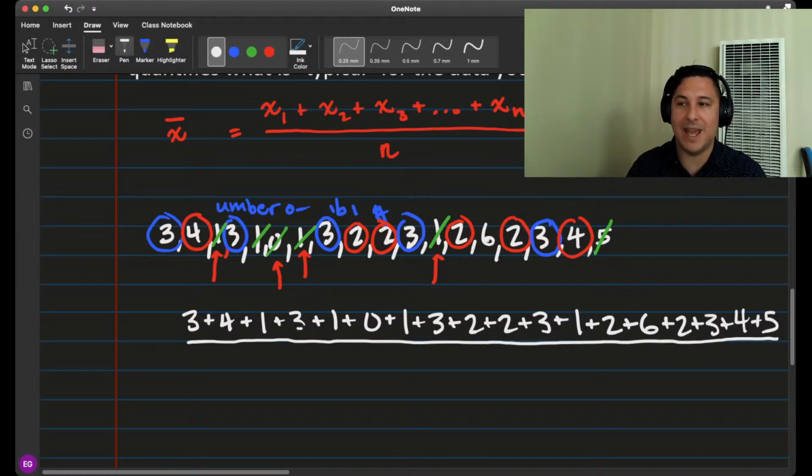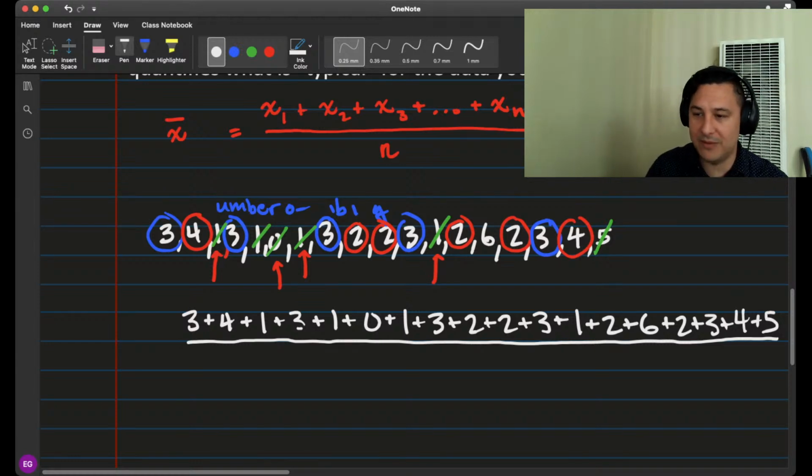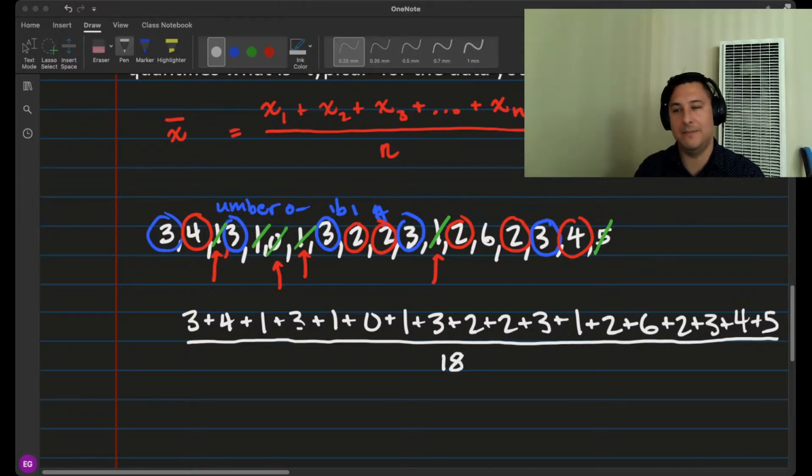And now we need to quickly count all of these. 1, 2, 3, 4, 5, 6, 7, 8, 9, 10, 11, 12, 13, 14, 15, 16, 17, 18. There were 18 numbers, so I have to divide by 18.